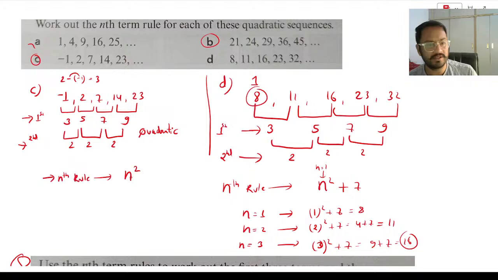If I put n equal to 1 here, my n term rule should give -1, but we are not getting -1. So what I will do, I'll put n square, then +2. If I put n equal to 1, 1 square is 1, and sorry, this becomes wrong. You need to put -2 here. Okay, I'll just repeat the question again.